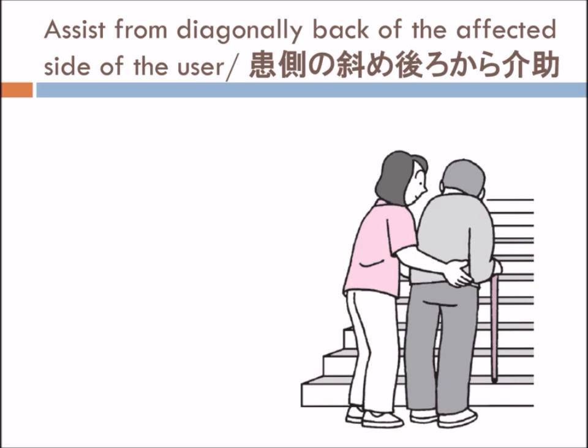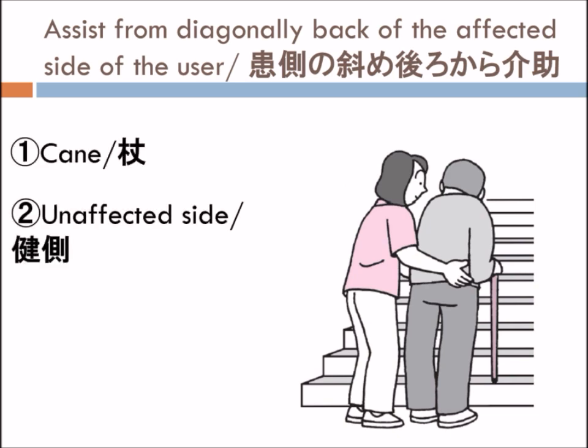The user goes up the steps in the following order. First, cane. Second, foot of the unaffected side. Third, foot of the affected side.